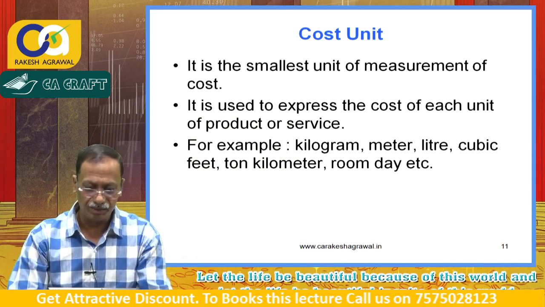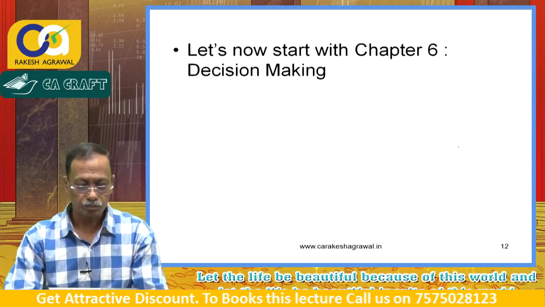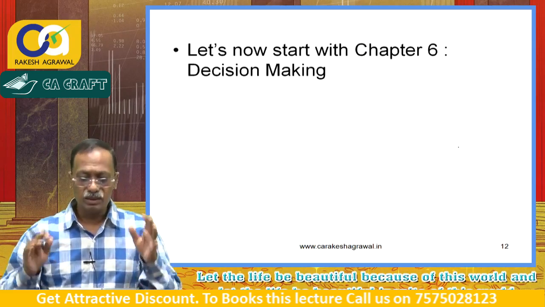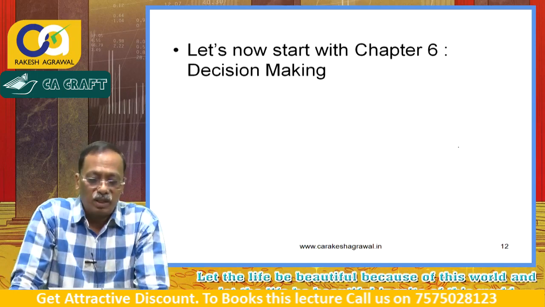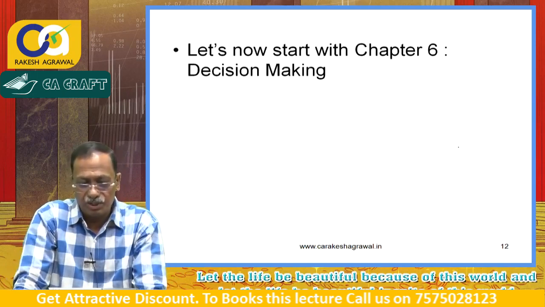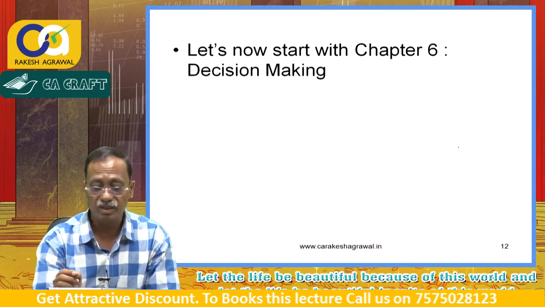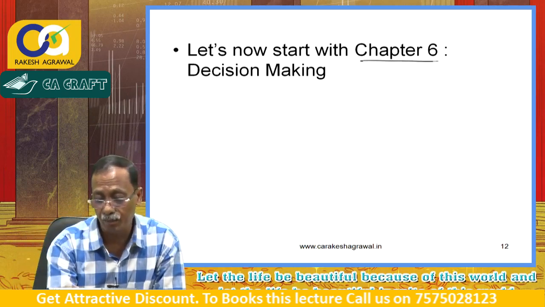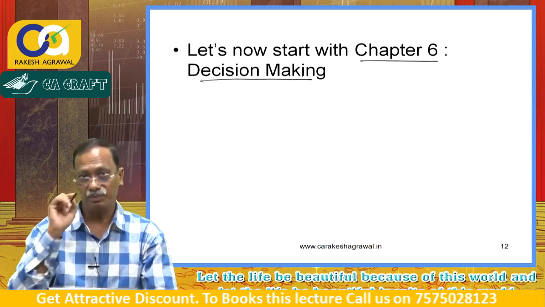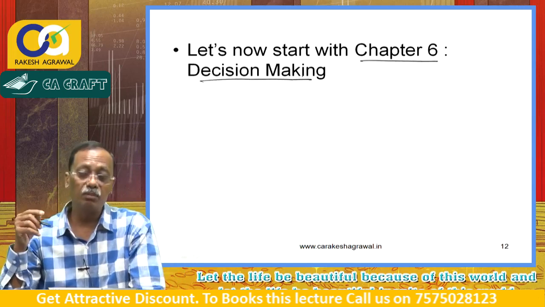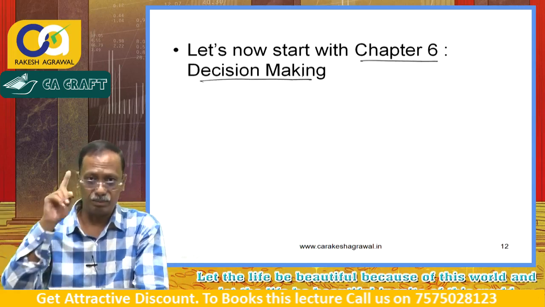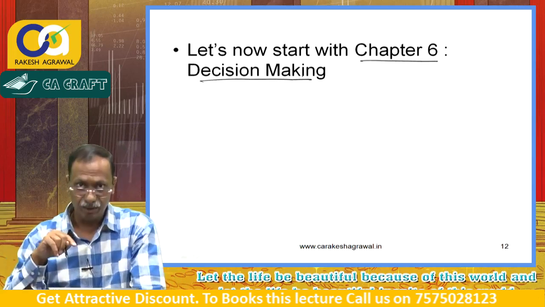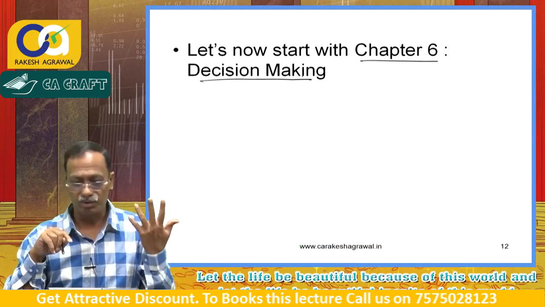This is all intermediate revision, my dear friends. This is the discussion or quick revision of intermediate which we have finished. Actually, now we have to start with our main chapter. I am going to start from chapter 6 as I told you. I am going to begin my journey from the decision making chapter, chapter 6, then chapter 7, pricing decision, and then chapters 1, 2, 3, 4, 5.